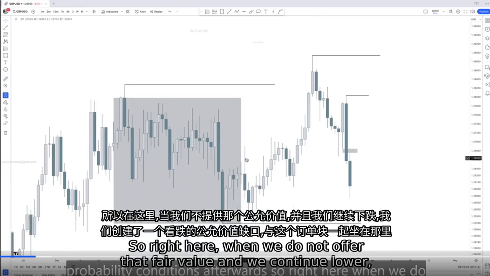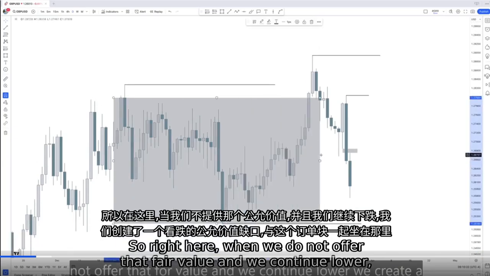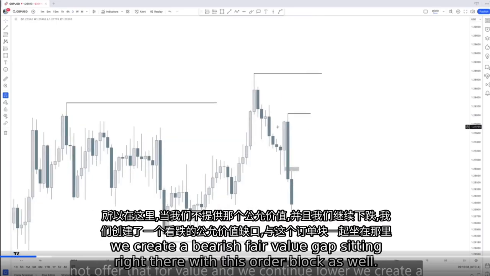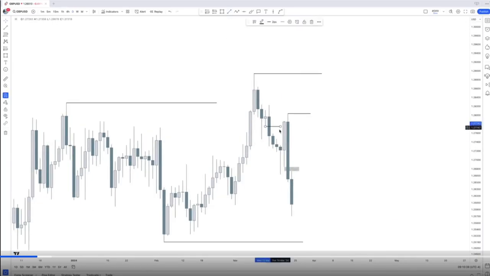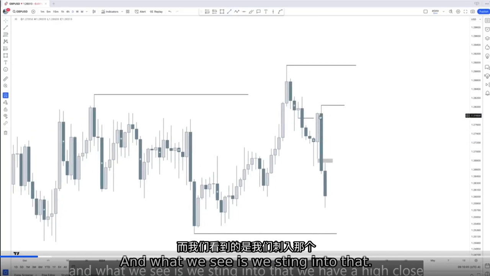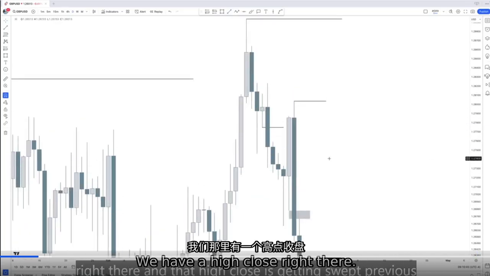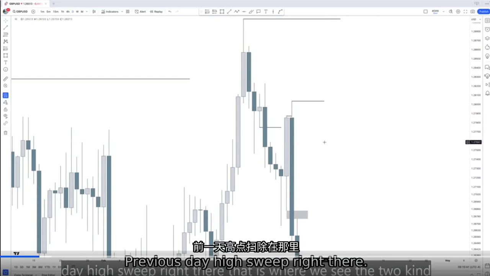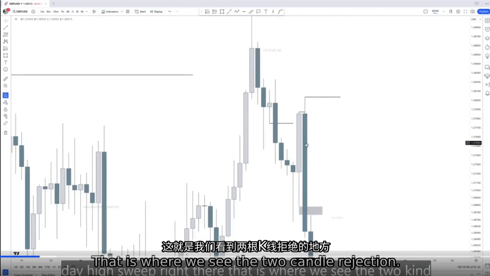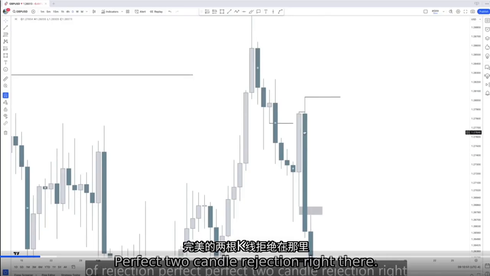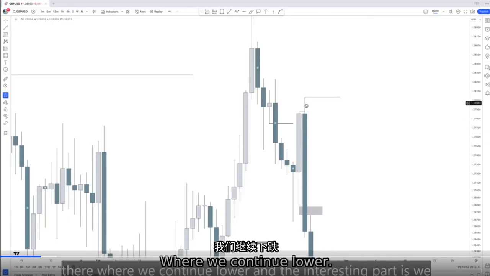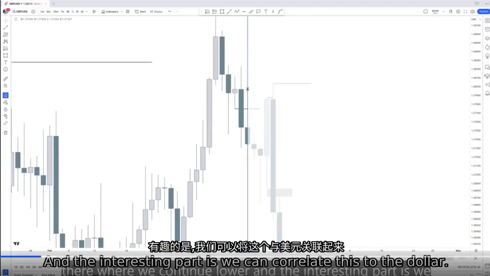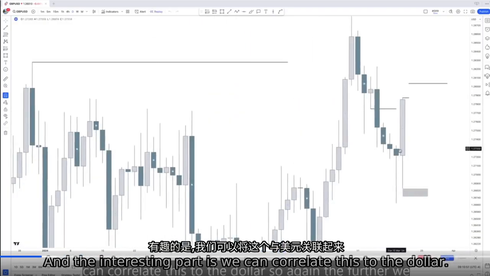So right here, when we do not offer that fair value and we continue lower, we create a bearish fair value gap sitting right there with this order block as well. And what we see is we sting into that. We have a high close right there, and that high close is getting swept, previous day high sweep right there. That is where we see the 2 candle rejection. Perfect 2 candle rejection right there, where we continue lower. And the interesting part is we can correlate this to the dollar.